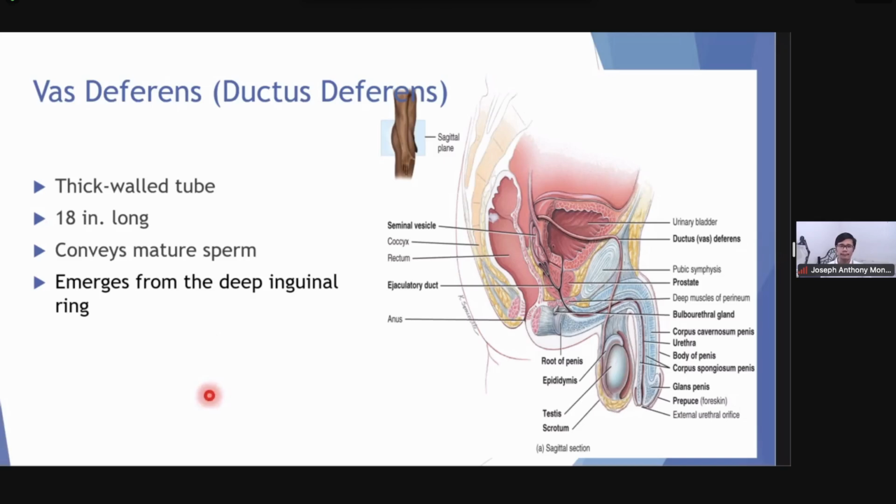What structure again produces the sperm? Anyone can answer. What structure produces the sperm inside the testis?